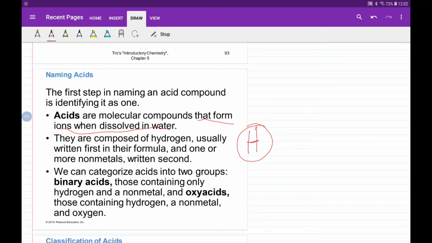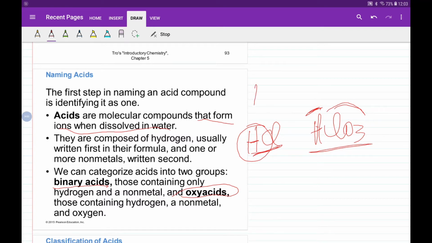And we're going to categorize them into 2 groups. Binary acids. When you say binary acids, we mean the hydrogen and another element, like HCl, for example. That's a binary acid, 2 elements only. Or an oxyacid, when we have a polyatomic ion with an oxygen, like HClO3. That's an oxyacid. We have a hydrogen with a polyatomic ion that contains oxygen. We have one convention to name binary acids, and another convention to name oxyacids.